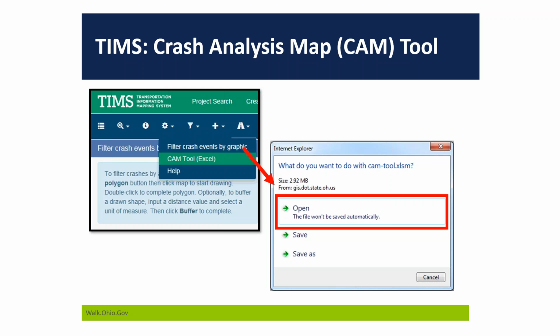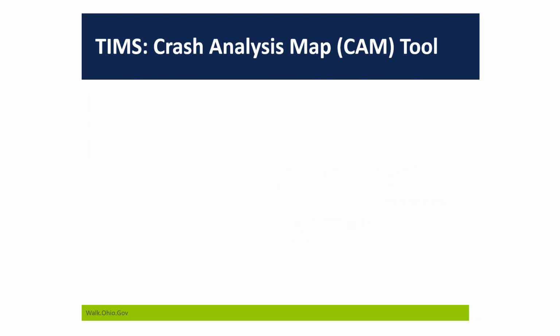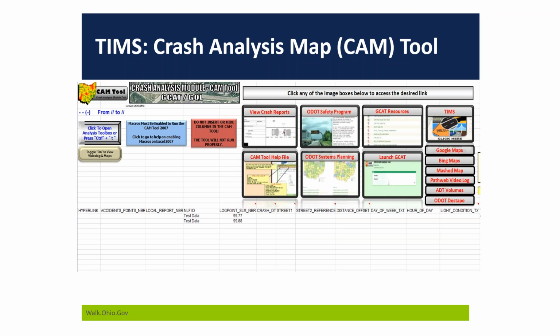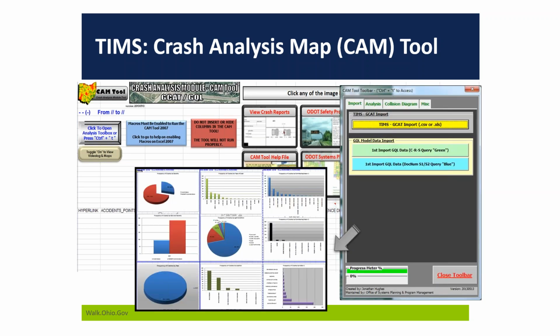So you can upload a GCAT spreadsheet into the CAM tool, which is just a macro enabled Excel spreadsheet. And it'll auto populate charts and graphs and show you what your major crash types are, how severe your crashes are, and that kind of stuff. And the CAM tool, kind of what a blank one looks like. We've gone through a couple full ones in the last couple webinars already.